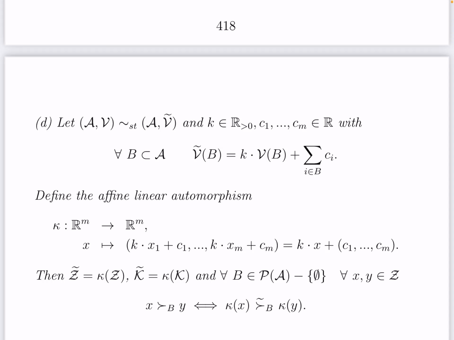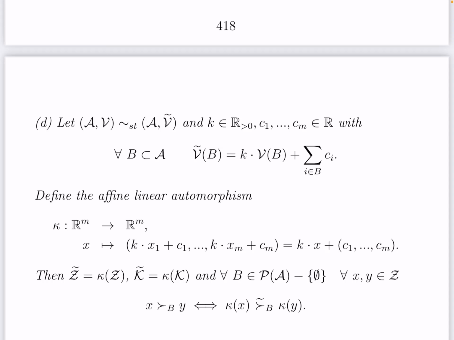So I define an affine linear automorphism, so it's not linear but affine linear, that means I might add constants in each variable, from Rm to Rm, called kappa, where the vector x goes to (kx1 + c1, ..., kxm + cm). So it's k times the original vector x plus the vector of constants c1 to cm. Somehow this is the most natural way to go from the vectors for the first game to vectors for the second game.